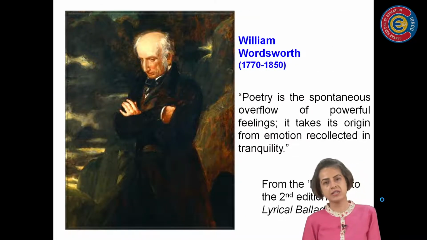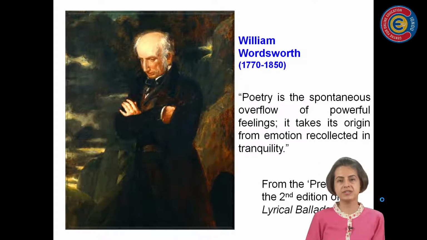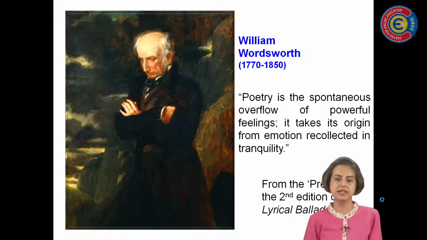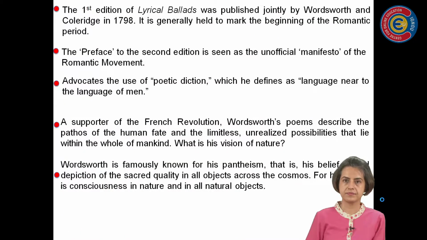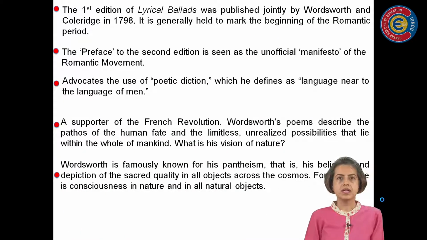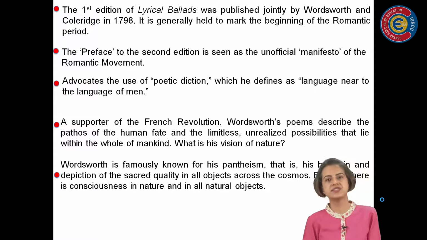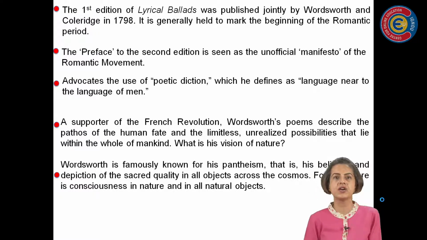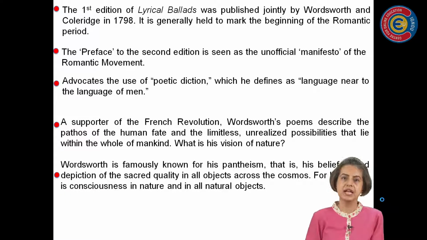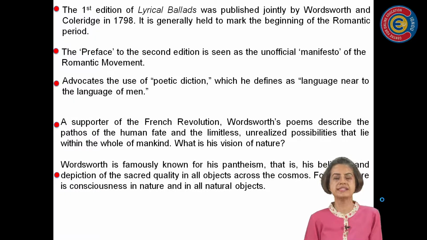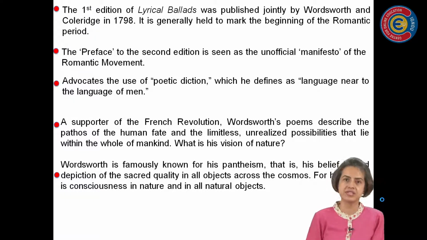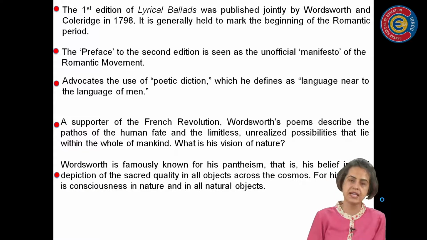Now let's talk about the second poet within the history of the first generation of Romantic poets, and it is William Wordsworth. Now the first edition of the Lyrical Ballads was published jointly by Wordsworth and Coleridge in 1798. It is generally held to mark the beginning of the Romantic period. The preface to the second edition is seen as the unofficial manifesto of the Romantic movement.